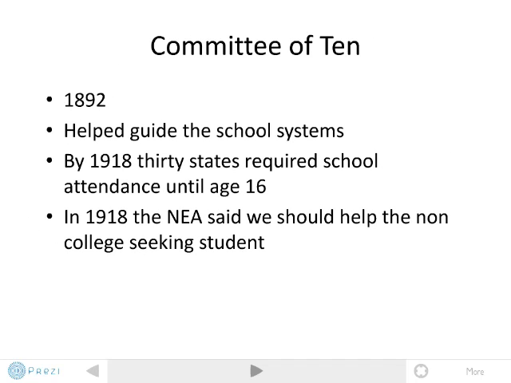In 1892, the Committee of 10 formed to guide education. By 1918, 30 states required school attendance until age 16. By 1918, the National Education Association said we should help the non-college seeking student.